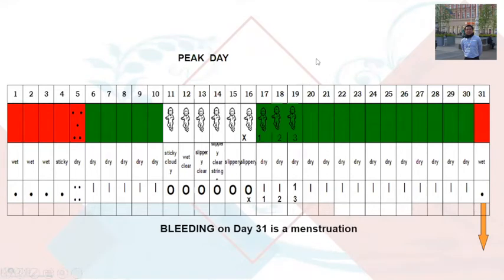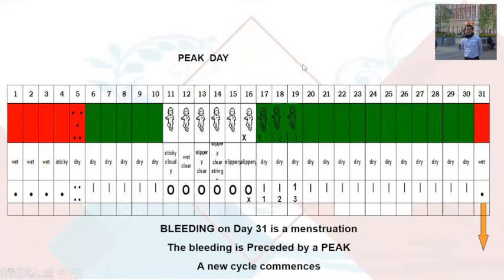So, bleeding on day 31 is a menstruation. Take note, the bleeding is preceded by a peak. There's a peak day. A new cycle commences. So, day 31 is a new cycle, the beginning of a new event in the life of the woman. And day 16, take note, is considered to be the peak day. So take note of those things that I marked. These are very essential in the chart.